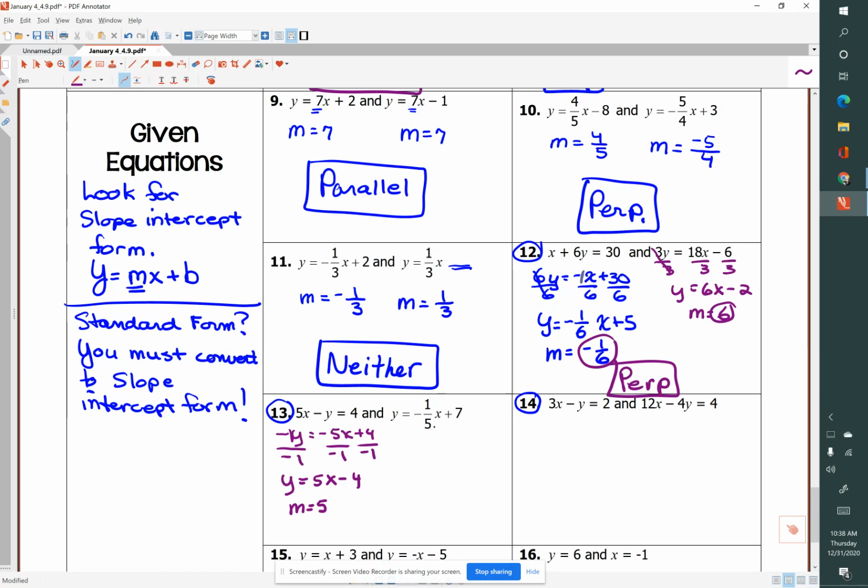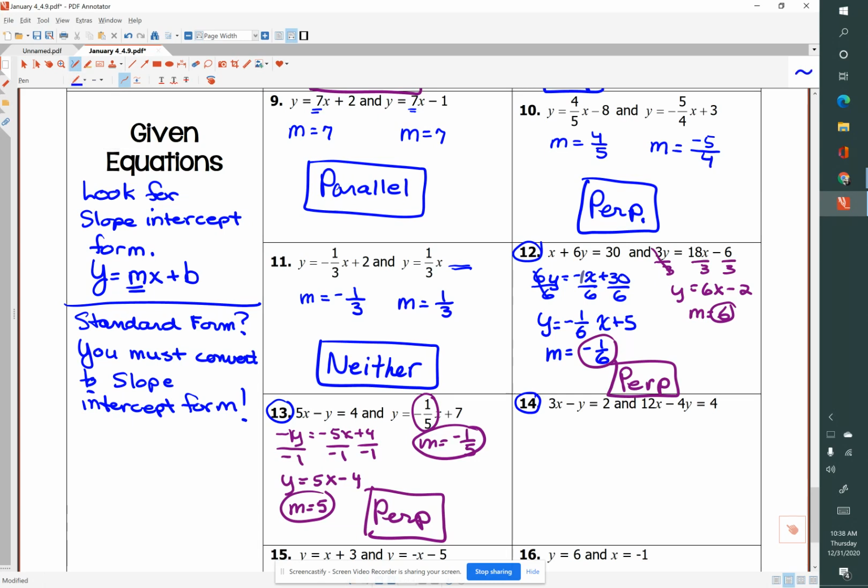In the second equation, we already are in slope-intercept form. So we've got a slope of negative 1/5. Negative 1/5 and 5 are negative reciprocals of each other, so these lines are perpendicular.